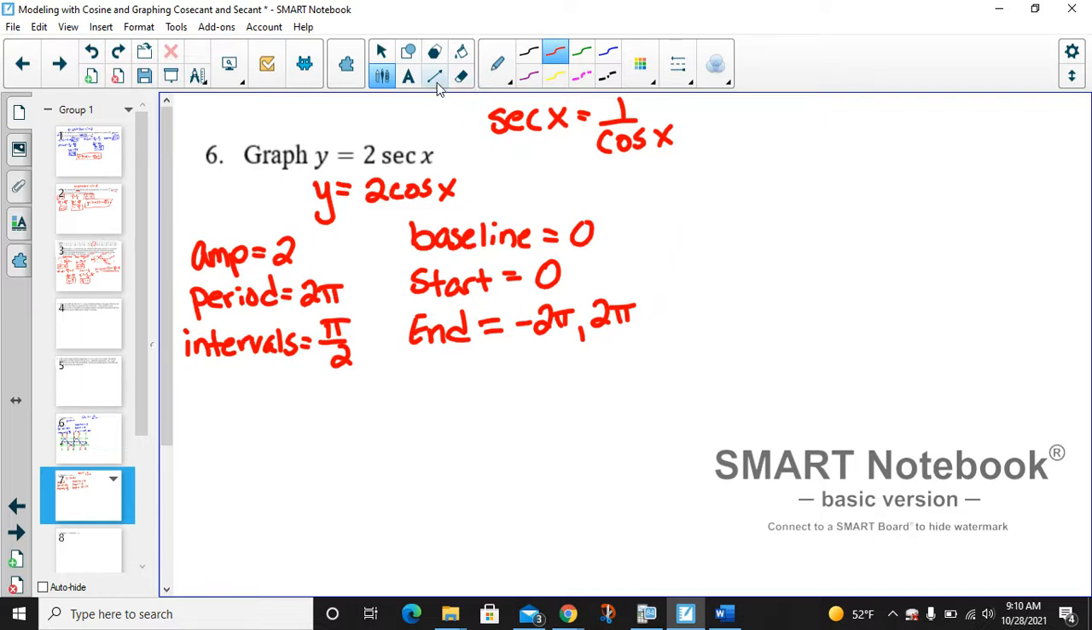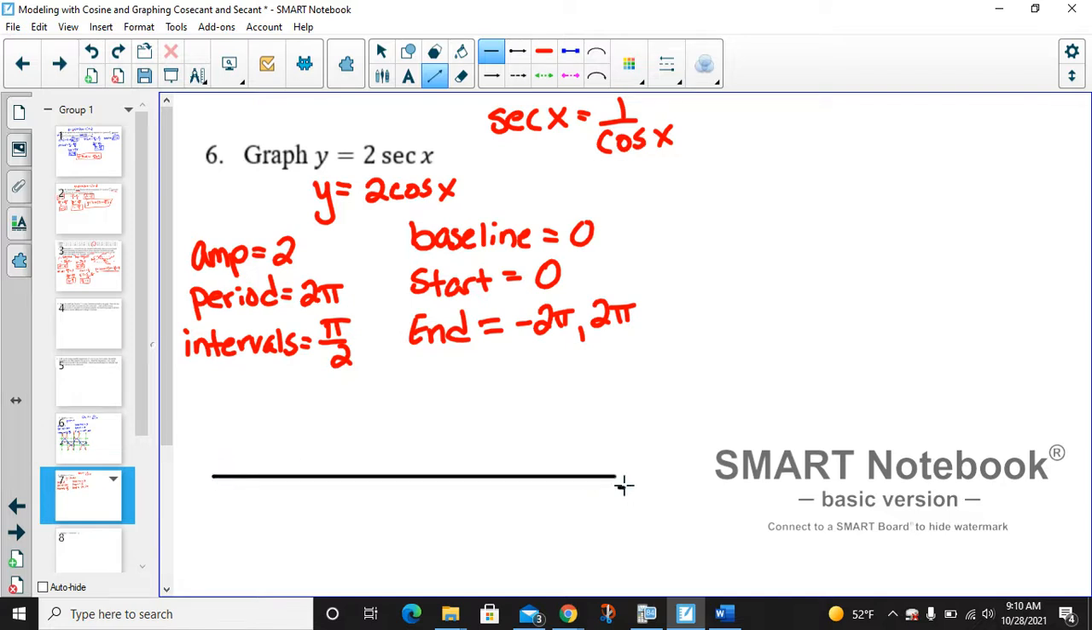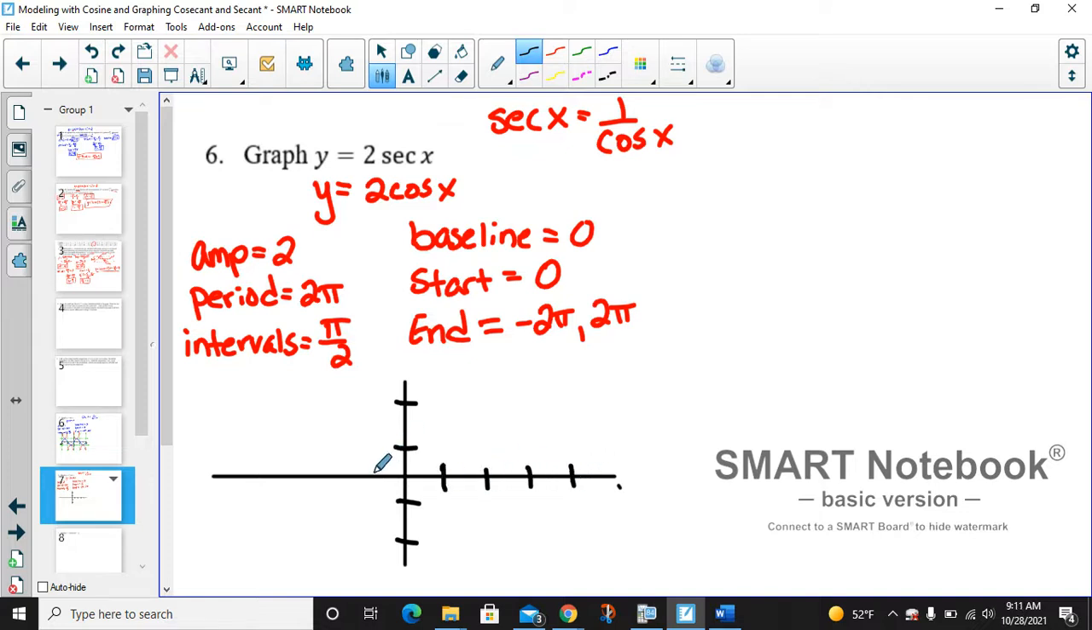Our axis and so on here is going to look exactly the same as it did last time, except now my amplitude is 2, so I'm going to have to come up to 2 and down to negative 2. I again will have 1, 2, 3, 4 ticks to the right, and 1, 2, 3, 4 ticks to the left. Again, these are each half of a pi, so every 2 is a full pi.